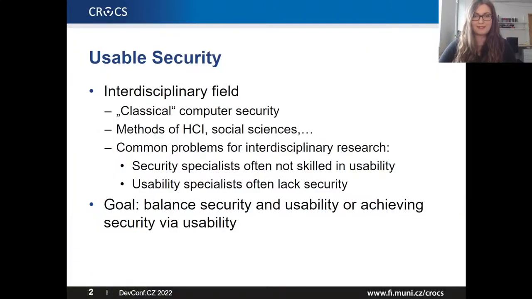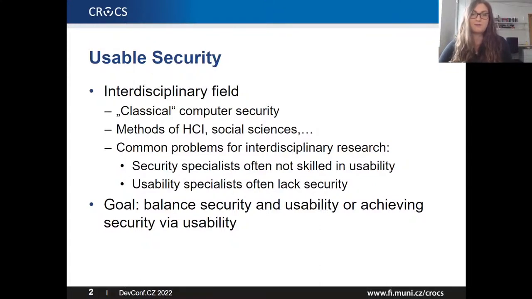So let's start with a short explanation of the context of how to even investigate user behavior. To focus on the human role in IT security, we have a research discipline called usable security. According to the International Organization for Standardization, usability is defined as follows. The extent to which a product can be used by specified users to achieve specified goals with effectiveness, efficiency, and satisfaction in a specified context of use.